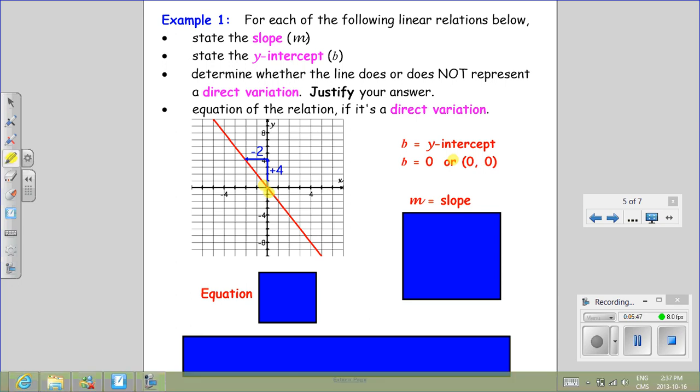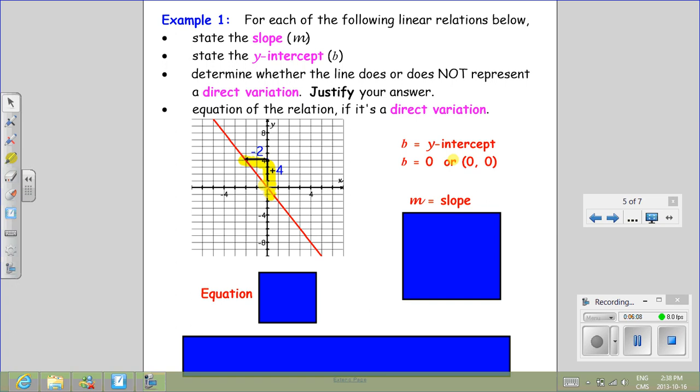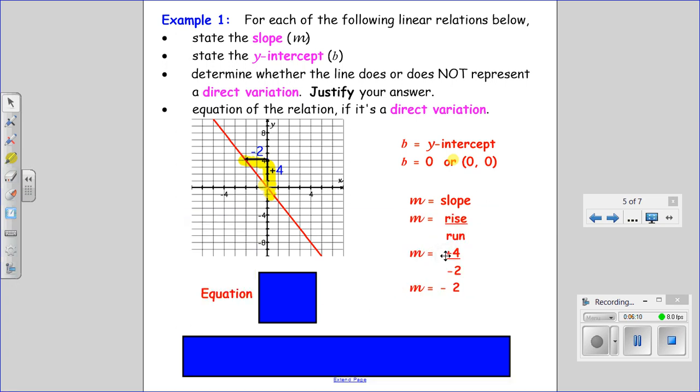If I look at this, to go from any point, I usually pick the origin if it's there because it's a nice point to read. I go up and over to find another point. And in this scenario, I went up 4 and left 2. Up indicates the y values are increasing, so it's positive. Left indicates the x values are decreasing, so it's negative. And the rise over run is positive 4 divided by negative 2, which tells me the slope is negative 2.